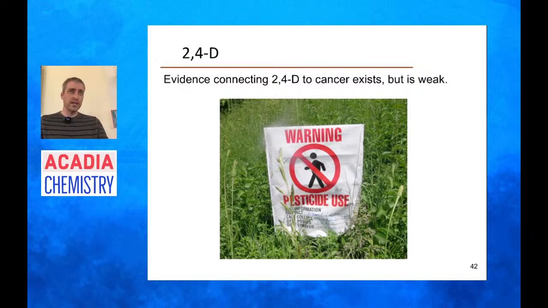This is one where it's somewhat controversial. If you're walking around and you see somebody's lawn that's been sprayed, it may have been sprayed with this particular material, or with something else. Often people will spray for chinch bugs as well. But you might see these warnings on grass from time to time. There have been suggestions that this chemical, 2,4-D, has been linked to certain types of cancer, and that heavily sprayed areas can elevate your risk. There is some evidence that supports this connection, but it's very weak.